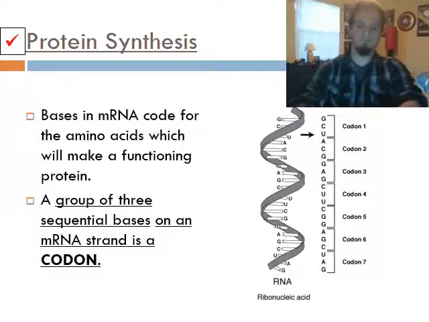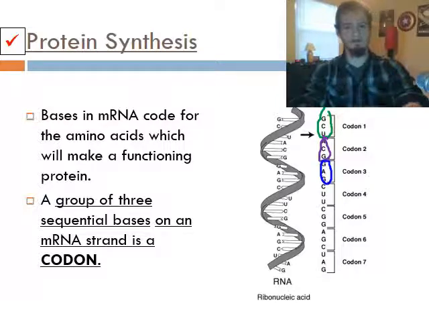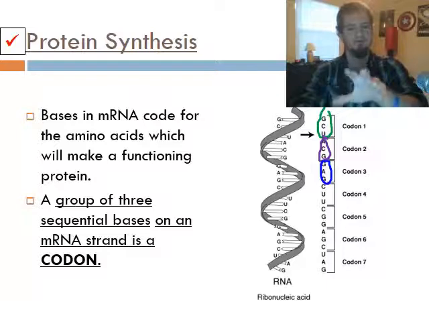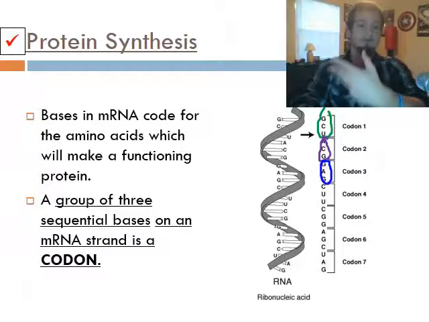So, if you look at this, our first codon would be GCU. 3 letters. Our second, ACG. Our third, GAG, and so on and so forth. Now these codons are going to code for specific amino acids that we're eventually going to use to create our proteins.